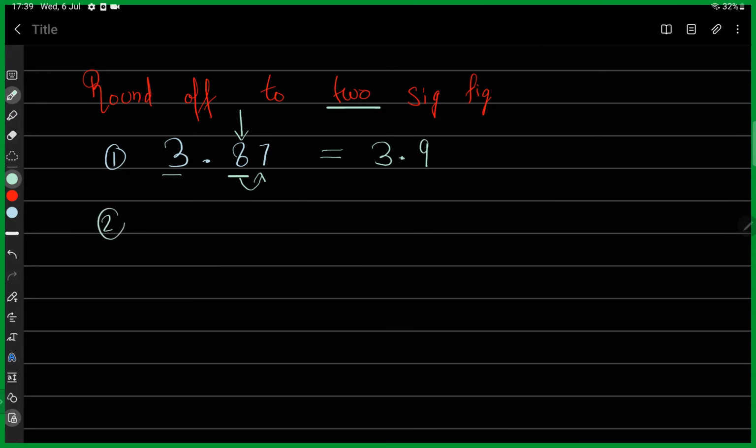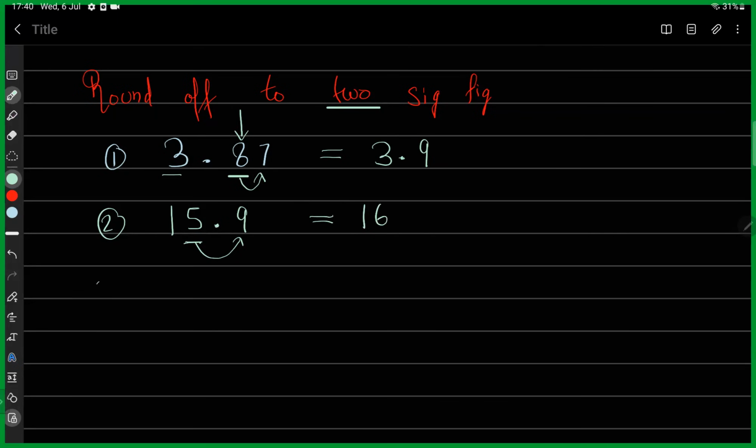Let's talk about another example. Now imagine that you have 15.9. Two significant figures. Focus on this one. So the next one is 9. 9 is greater than 5. So I will add 1 to the previous one and it would become 16.